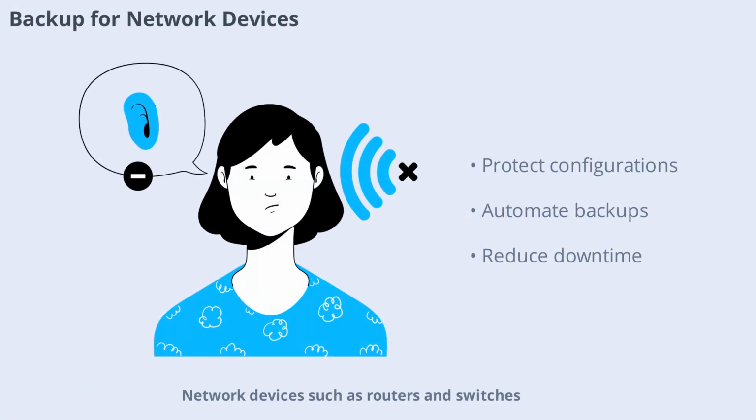Network devices such as routers and switches store configuration data that is vital for connectivity. Backing up device configurations ensures that networks can be quickly restored after hardware failure or misconfiguration. Automated solutions simplify the process and reduce downtime.